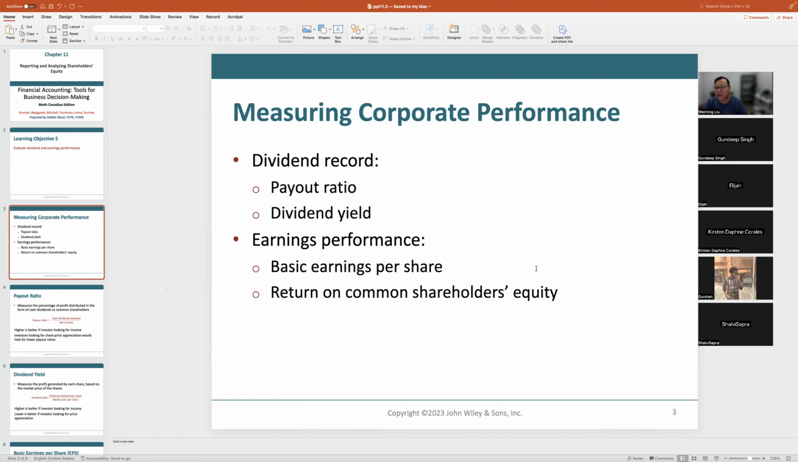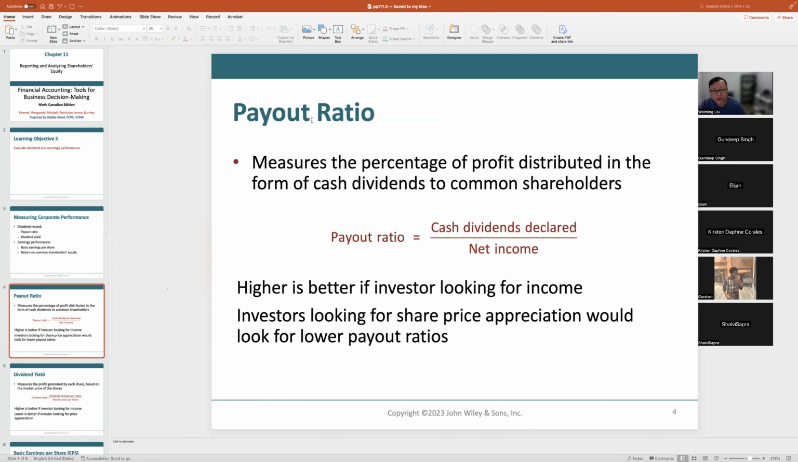So now let's take a closer look at all these four concepts. What is the payout ratio? Payout ratio measures the percentage of profit distributed in the form of cash dividend to common shares. So you are doing a division. In English, if you hear people say ratio, most of the time it represents a division. So payout ratio equals the cash dividend declared as the numerator, over the net income as the denominator.